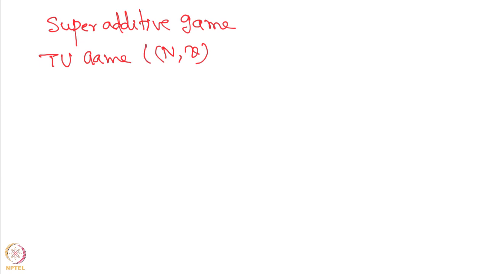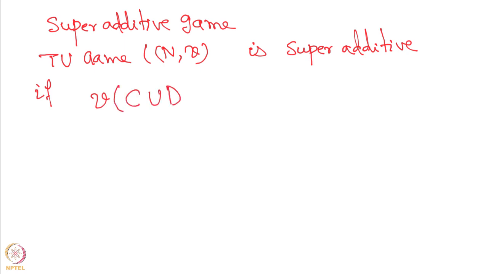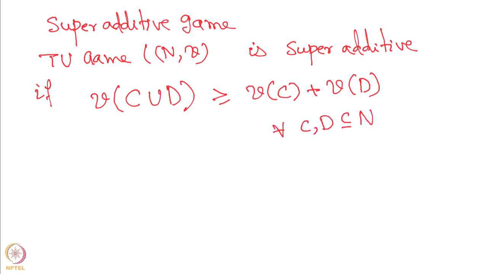Now we will introduce a few properties of these TU games. The first thing is known as super additive games. All these things will be necessary as we go further. So we consider a TU game. This is super additive if the following condition holds. If C and D are two correlations, look at the worth of C union D. This should be bigger than V of C plus V of D. This is true for all C, D, any two correlations such that C intersection D is empty. If you take two disjoint correlations C and D, if they form together, they are worth more than individually. So that is super additive.